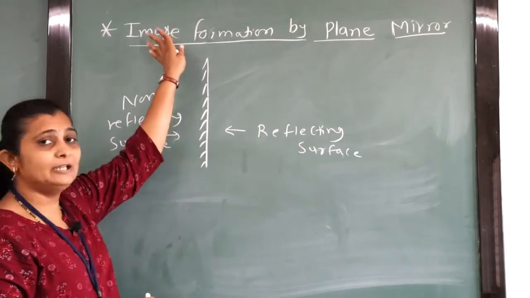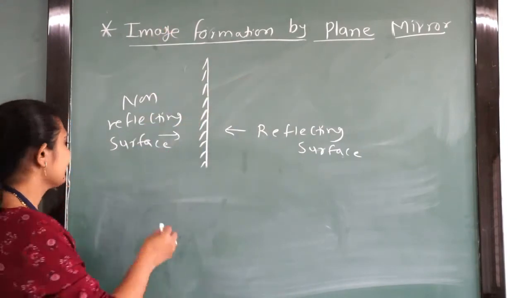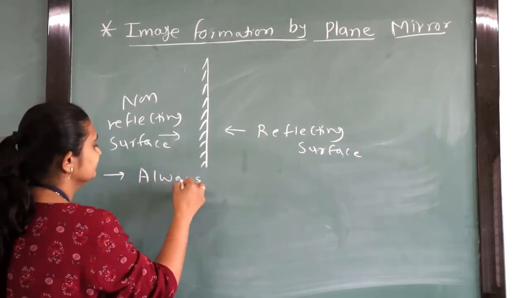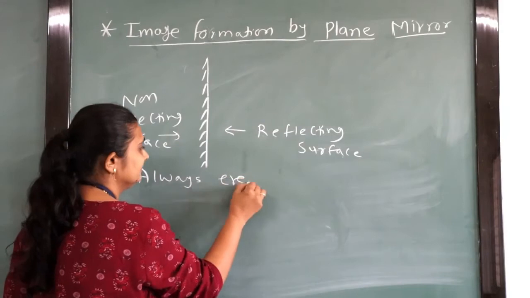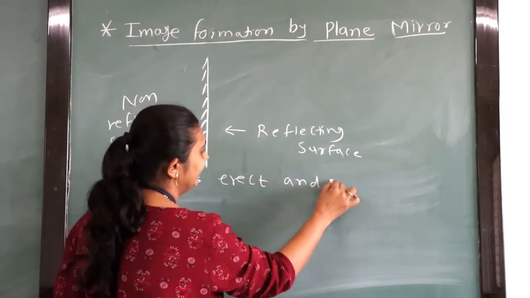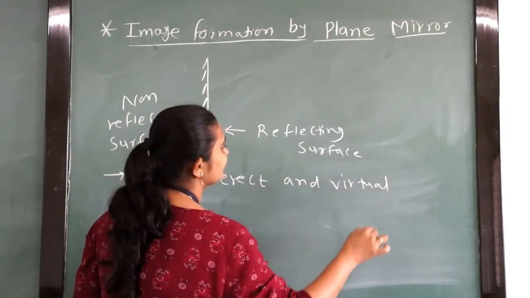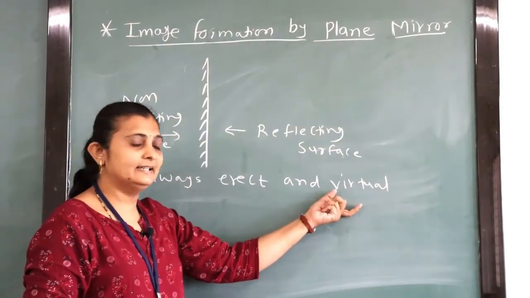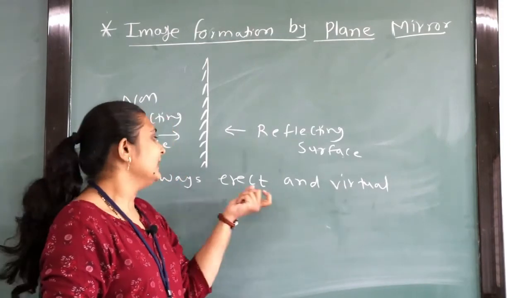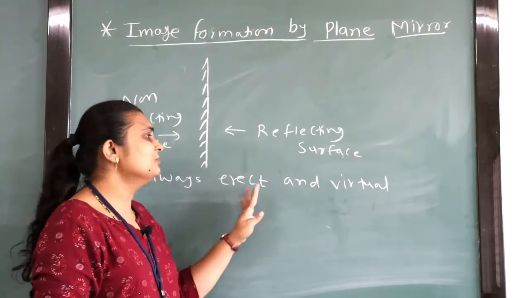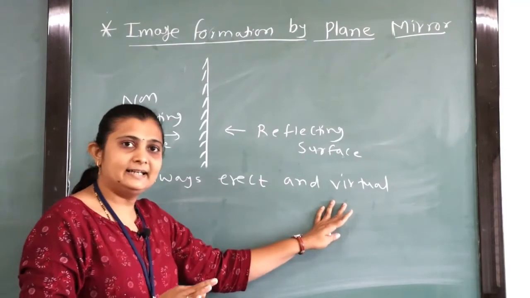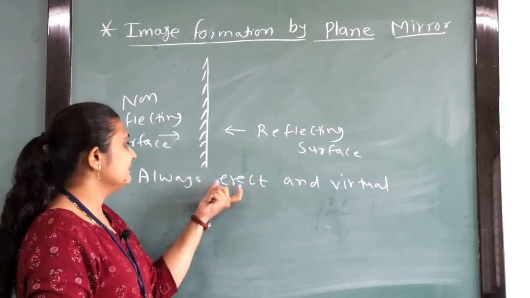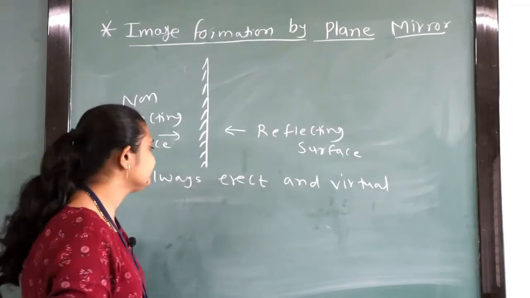Now how do we get an image from the plane mirror? First, the image is always erect and virtual. Now what is a virtual image? That image which we cannot take on a screen is called the virtual image. The meaning of these two words, virtual and erect, we will see in detail in the next topic. Image obtained by the plane mirror is always erect and virtual.